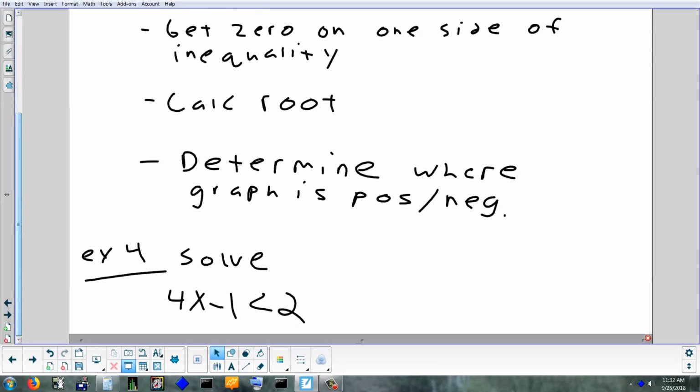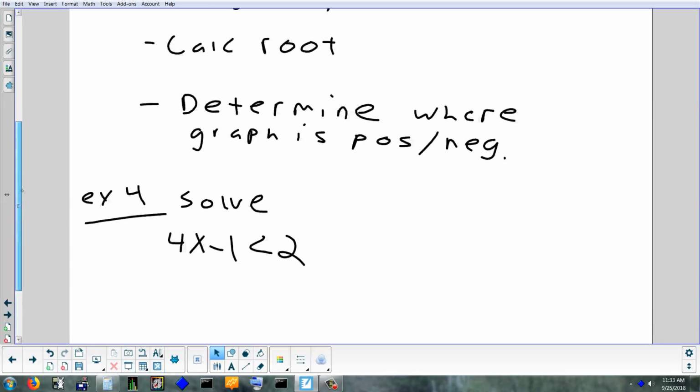So this is one we could definitely do by hand. There's no reason to graph something like this at all. But it's an easy one that we can do graphing, so that's why we'll do it. What do I have to do first on both sides to use the method I just showed you? Subtract 2. Yep, subtract 2.